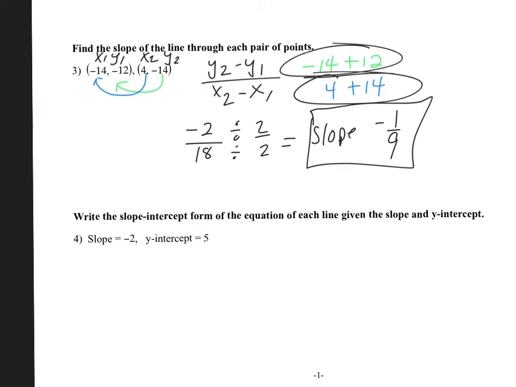Okay, number 4 is giving you the slope and the y-intercept and asking you to put them into an equation in slope-intercept form. So we are going to replace the slope with that negative 2, and we're going to replace the y-intercept with that 5. So the equation will be y equals negative 2x plus 5.